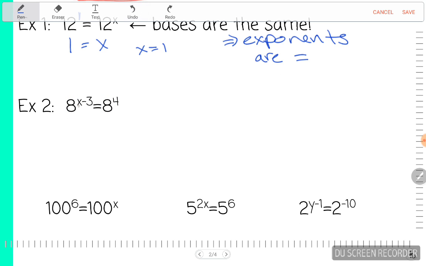Okay, looking at the next example, the bases are the same again. They're both 8. So that means these exponents must be the same. So I can say that x minus 3 must equal 4. Then I can solve for x by getting it by itself. So I add 3 to both sides and get x equals 7.